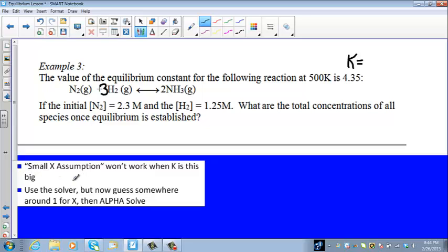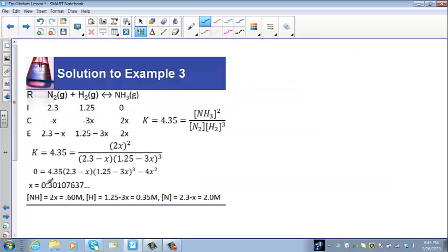Small x assumption won't work here because the K is too big. You can only use small x assumption when the K is extremely small. We have to use the solver. But now you're going to guess somewhere around 1 for x, and then alpha solve. So let's look at how this is done. Here's our equation. This should say 3H2, 2NH3. Did this one have the 2? Yeah.